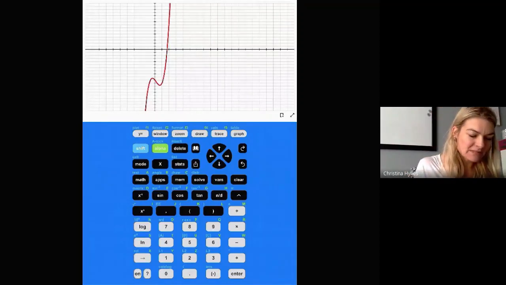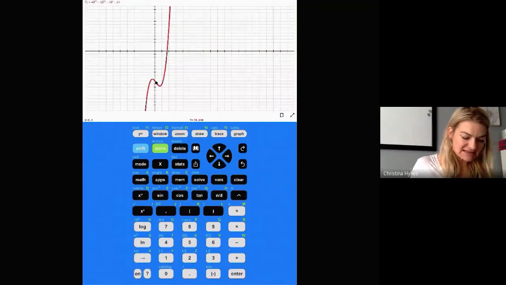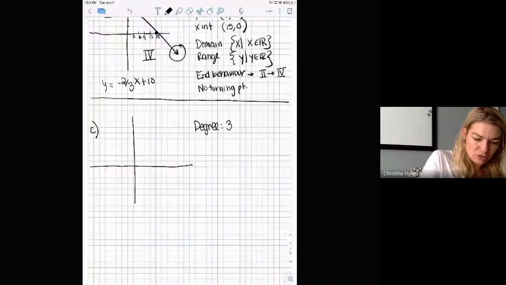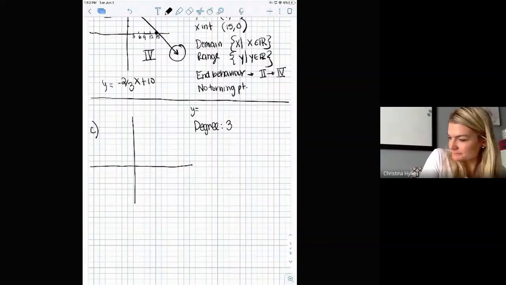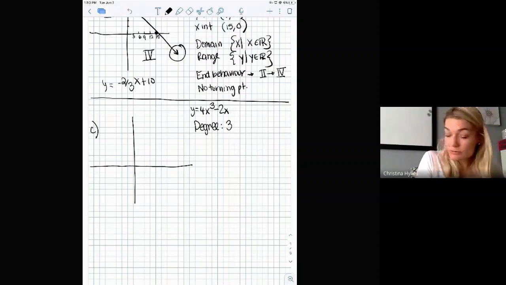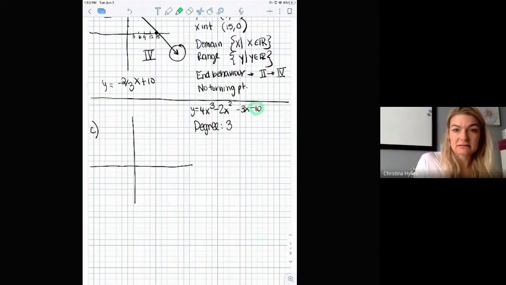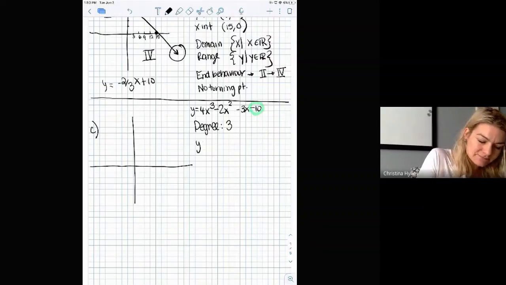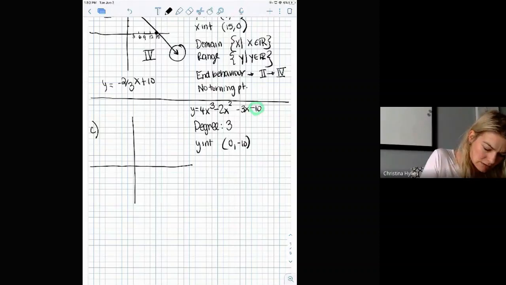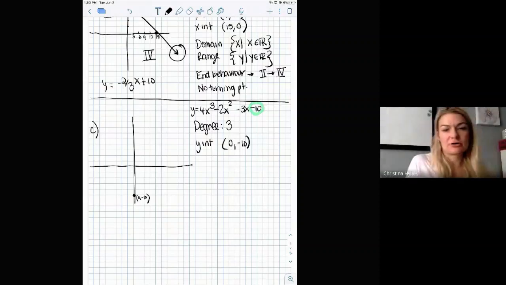But this is usually what a cubic function looks like. What's important to note is the y-intercept. The y-intercept is that constant value. So when we have our function, I'm just going to rewrite it here. Our degree was 3 because that's the highest power that we see. And our constant is now -10. This is our y-intercept value. So the coordinates are going to be 0 and -10. So we can plot that and put 0 and -10 labeled on our graph.